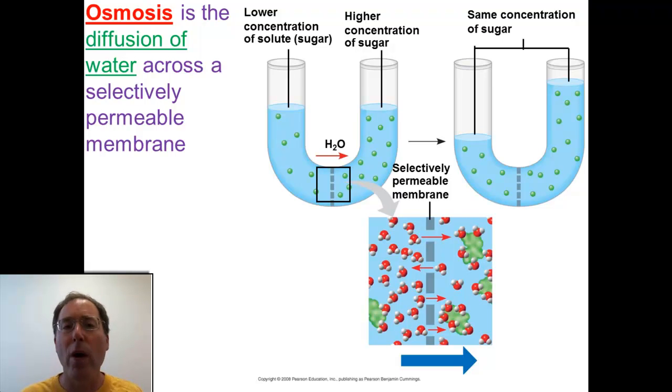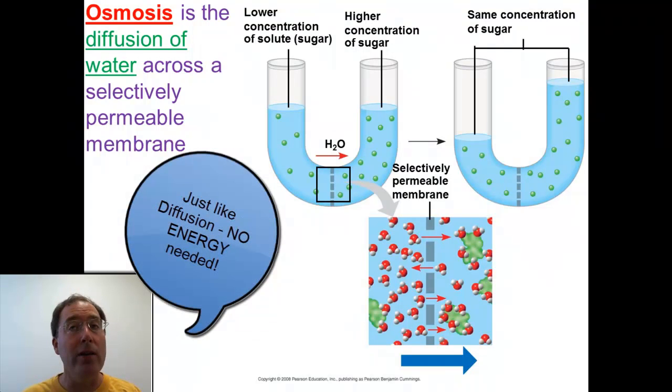Why would water ever want to move from one side of a cell membrane to another? And what would cause it to move? This is osmosis. It's the movement of water. Again, this is a passive process. No energy is being used in this process.